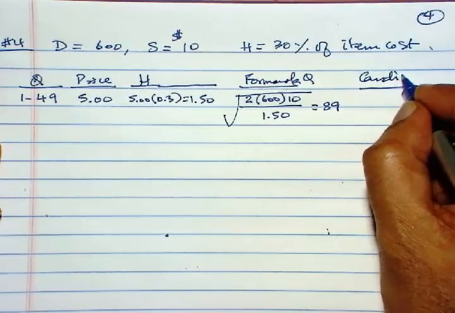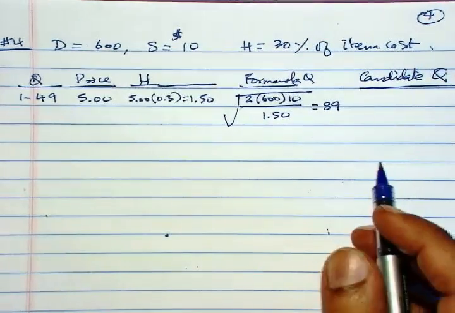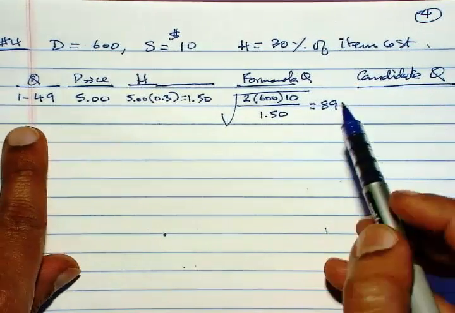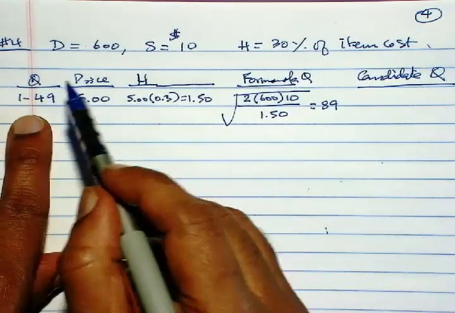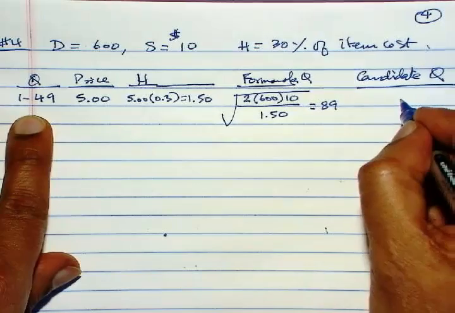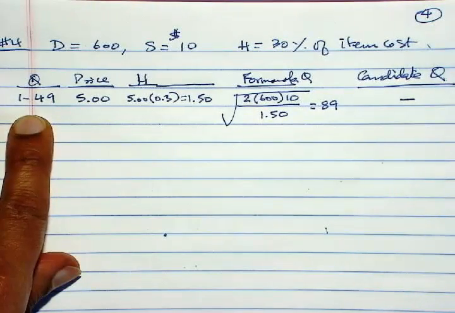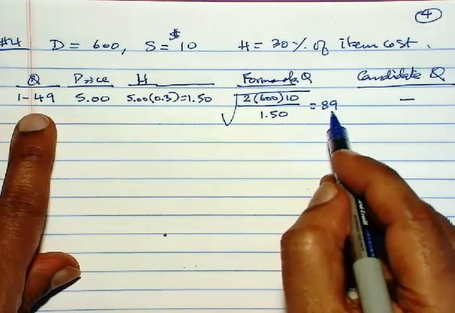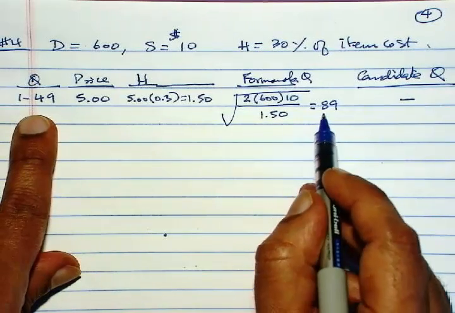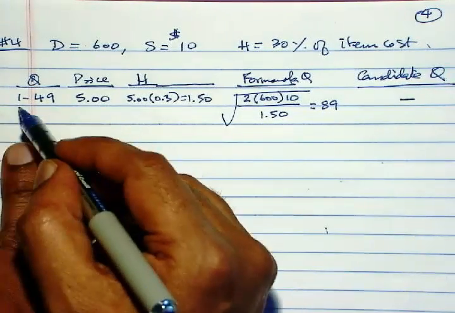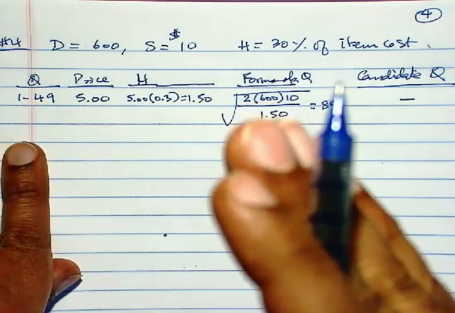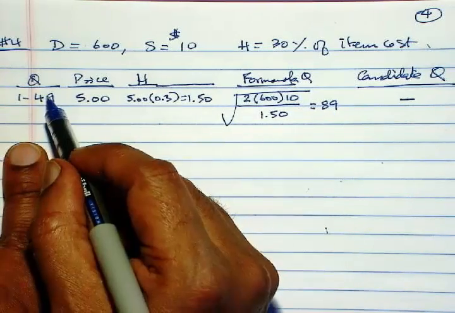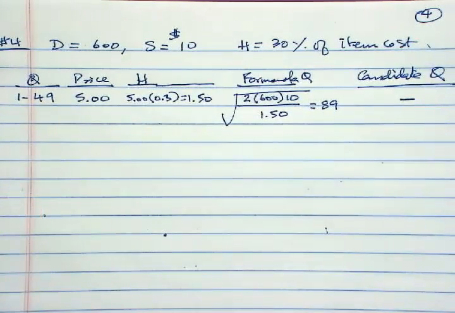From that, then we have to look at the candidate Q. So what is the candidate for this price break? And remember the rule. If the Q is greater than the upper limit, then there is no candidate Q for that price break. If the Q is within the range, then you keep the Q as is. If the Q that you get is smaller than the lower limit, then you have to round it up to the lower limit. So in this case, since Q that we computed is larger than the upper limit, we have to just ignore that particular price break.